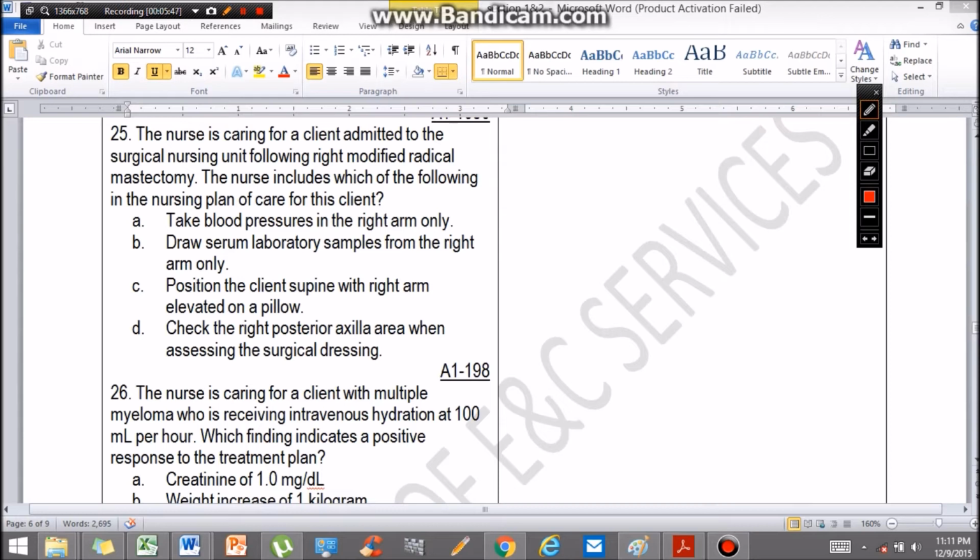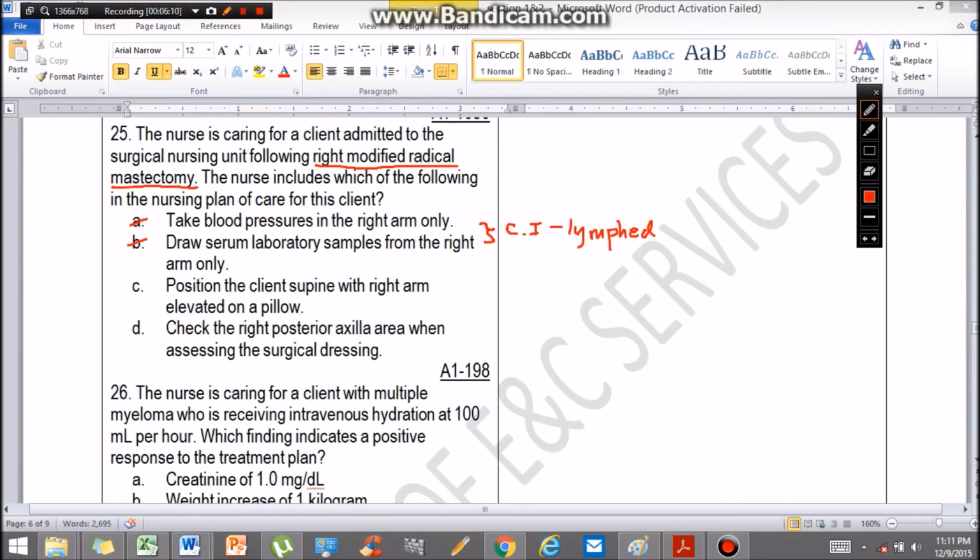The nurse includes which of the following in the nursing plan of care for this client? The history of your client is a right modified radical mastectomy. And the question is which of the following will you include in the care? First, eliminate A and B because this is contraindicated. Why? Because this can cause lymphedema.